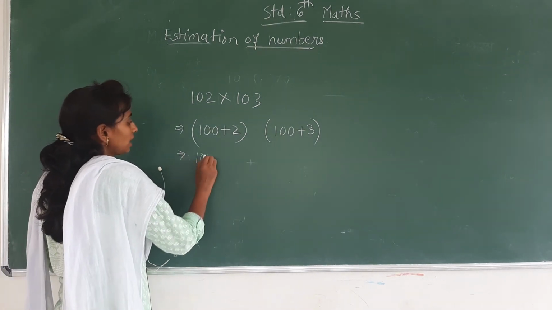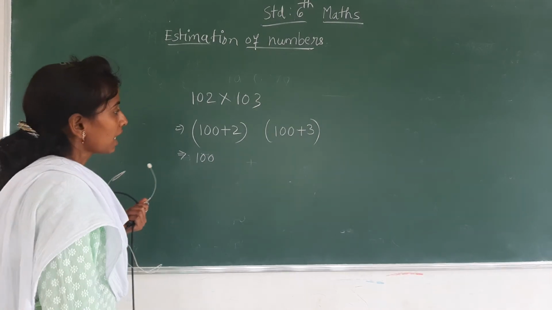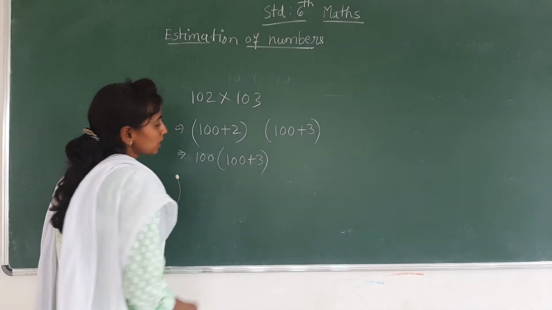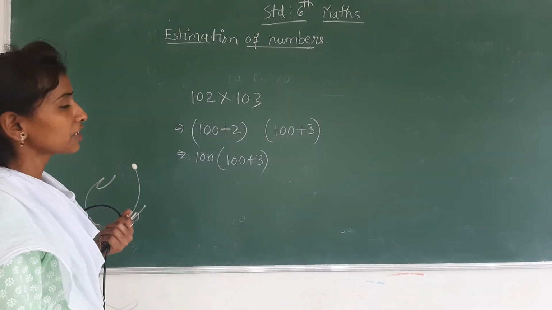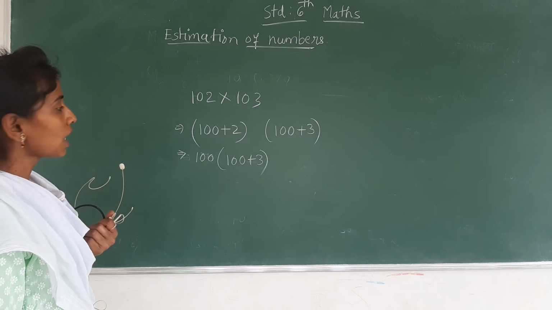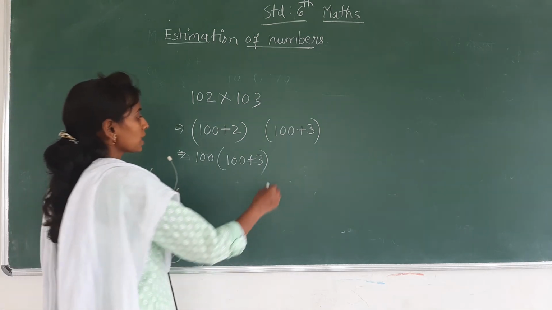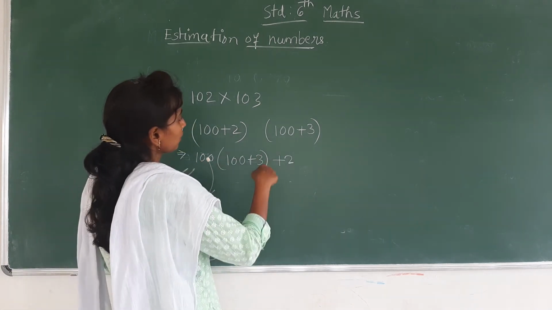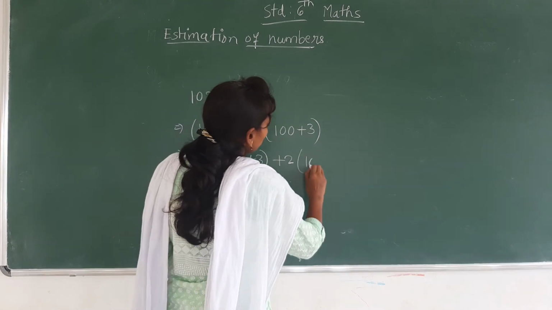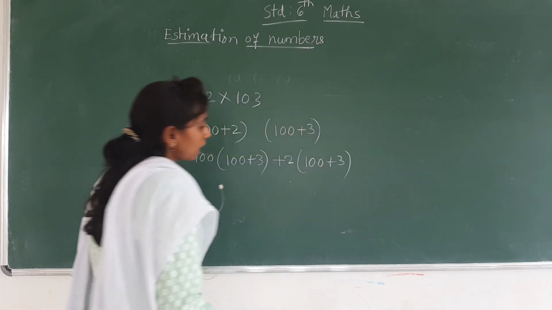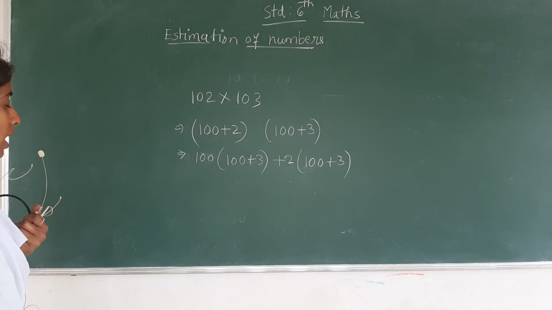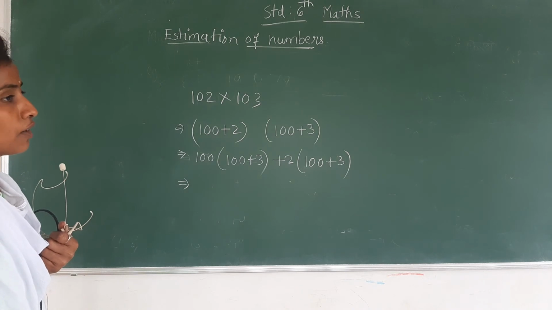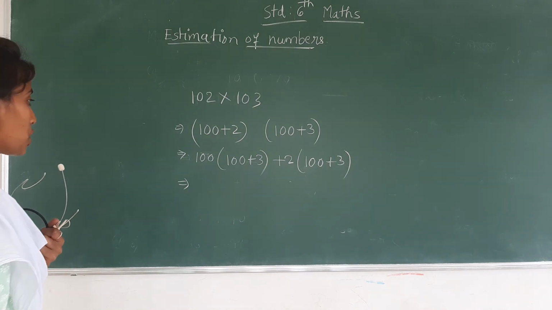First take 100 in the first bracket and multiply this 100 to the next bracket, that is 100 plus 3. What will remain in the first bracket? Plus 2. Plus 2 we are keeping as it is, and again we are multiplying plus 2 to the same next bracket, that is 100 plus 3. Bracket means multiplication, already I have told.